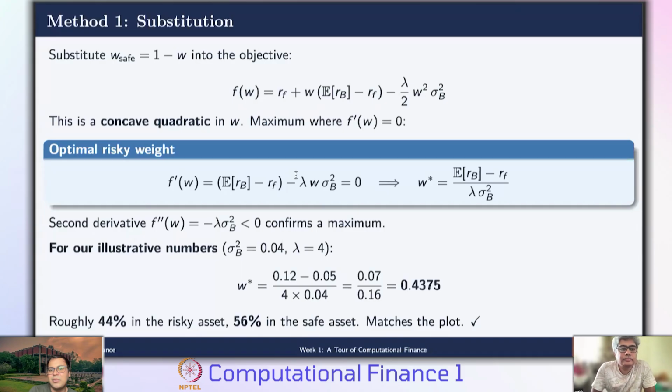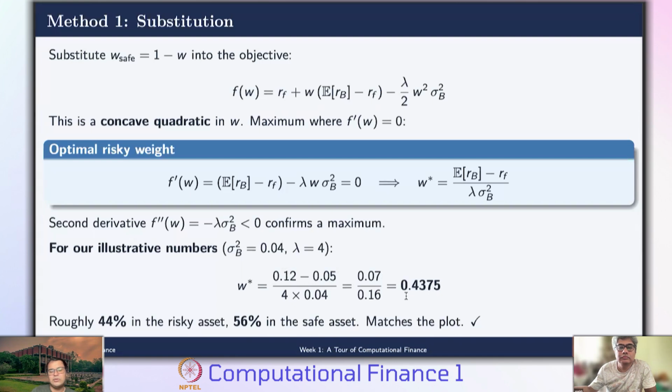It depends on ERB minus RF, which has a nice interpretation in finance. It's related to something called the equity premium, but let's not get into that. It depends on your risk appetite, lambda, and it also depends on the variance of the return from the risky asset. The second derivative is negative, which is the other condition that we know from high school math to check. If you now put in the numbers, remember sigma b was 0.2, so sigma b square is 0.04, and lambda we had said was 4, you end up getting 0.4375.